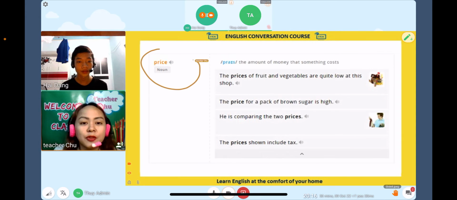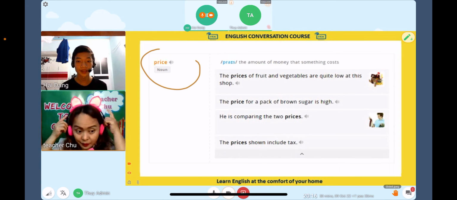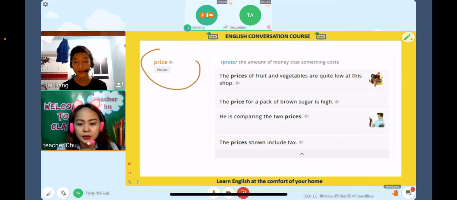Okay, how about this one? The next word for review is price. What is a price? Price is the amount of money that something costs. Yes, the amount of money that something costs.